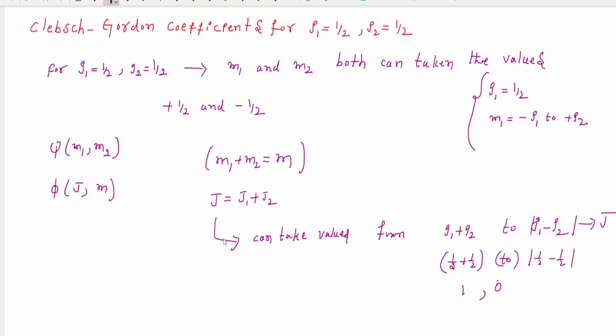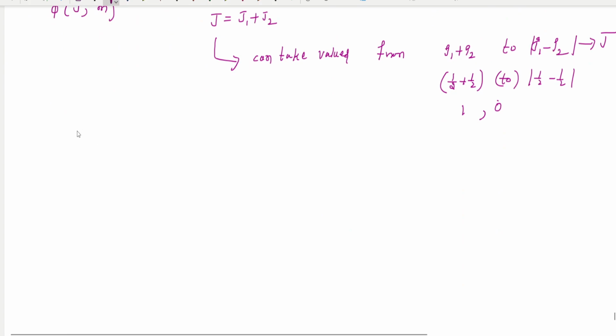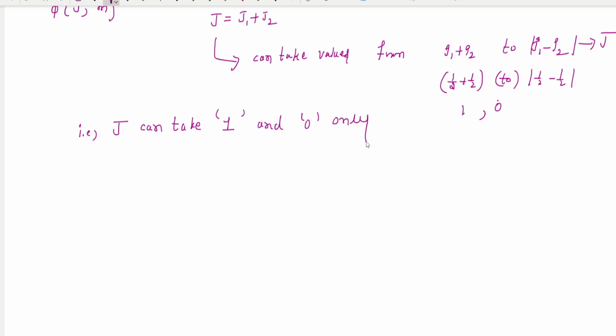So I got here the two J values. Please listen carefully. That means J can take only 1 and 0 only. Then only you can find the psi j comma m value, right? So for that we need to find this m1 and m2.